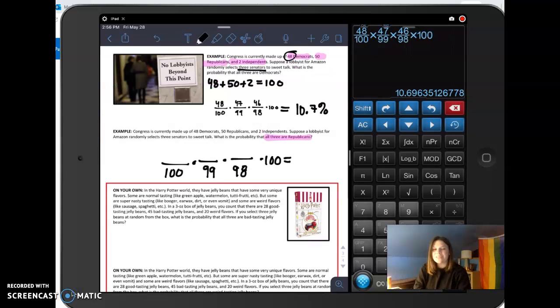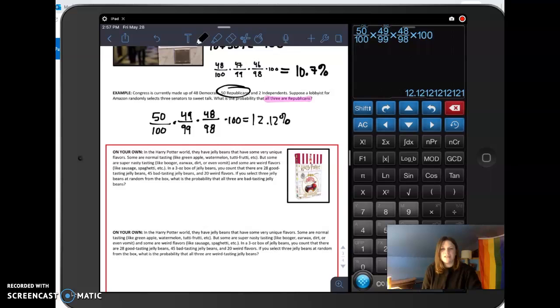So the next question is exactly the same question, but it's asking about Republicans. And you can see that the setup is exactly the same, but instead of starting with 48, we're going to start with 50, and then it goes 49, and then it goes 48. So you're putting that into your calculator. Go ahead and give it a shot and check your answer with me. And there it is.